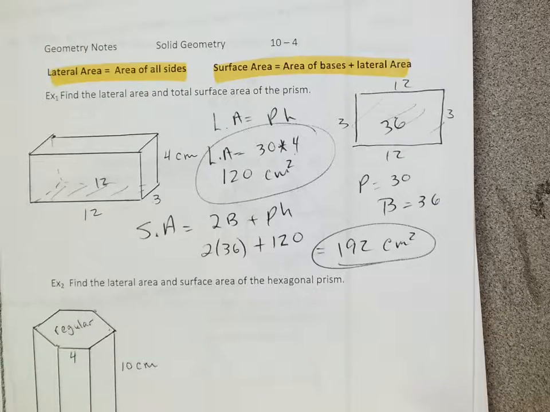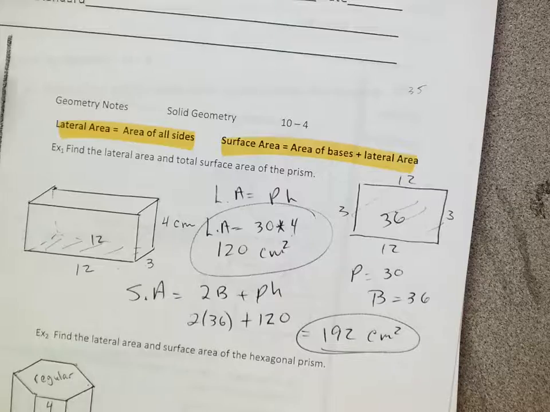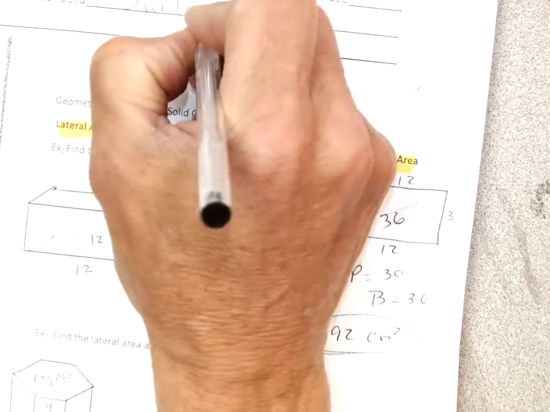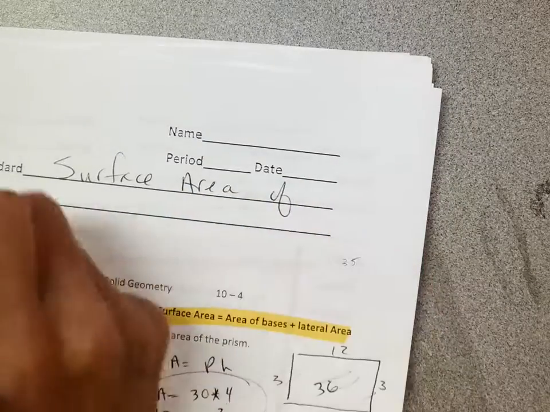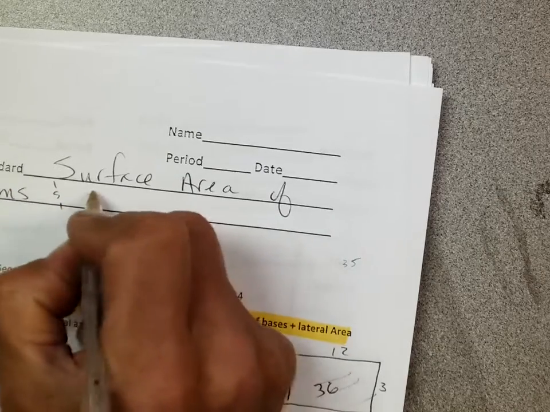Okay, so we are learning. I'm recording, guys. So we are recording and learning about surface area today. Surface area of prisms and cylinders.